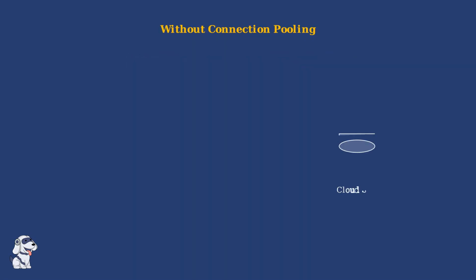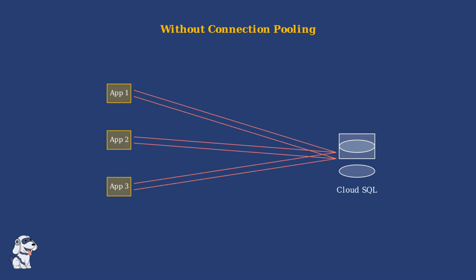Without connection pooling, each application request creates a new database connection. This approach leads to significant overhead, as establishing connections requires authentication, network handshakes, and resource allocation. Each request creates multiple new connections, leading to resource waste, increased latency, and potential database overload during traffic spikes.